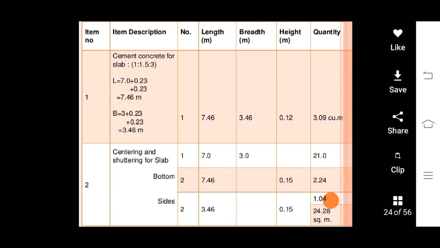From multiplication of all these lengths and breadths or lengths and heights, we will get the total square meter shuttering requirement for the slab: 21 square meter plus 2.24 square meter plus 1.04 square meter, that is equal to 24.28 square meters.